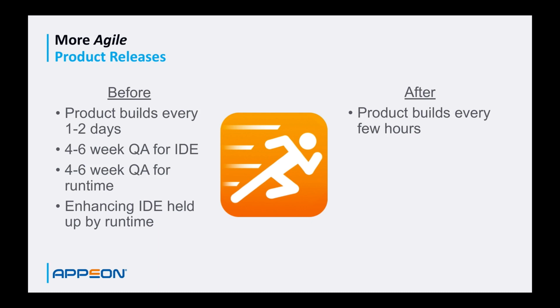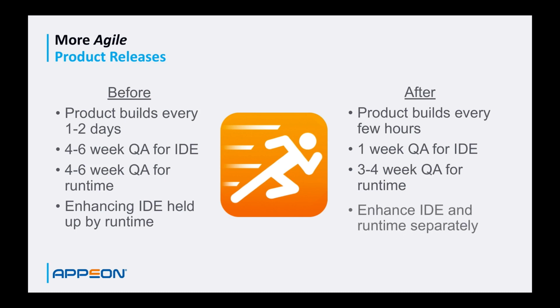We can do a build in just a few hours rather than a build every 1 to 2 days. And testing is greatly reduced for the IDE because we can just test the IDE by itself without having to test the runtime. And typically it only takes 1 week to do the QA process for the IDE. Runtime has a lot more features, is more complex, it takes a bit longer, 3 to 4 weeks, but it's still a better scenario than before. So in conclusion, this change that we've made is going to actually enable Appeon to enhance the IDE and runtime separately and bring innovations to you faster.